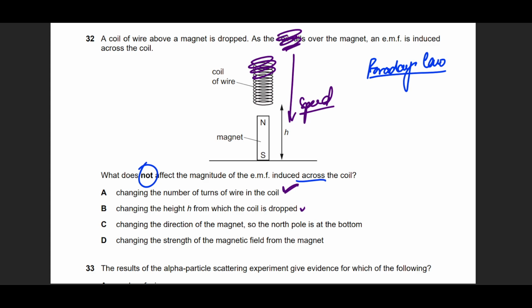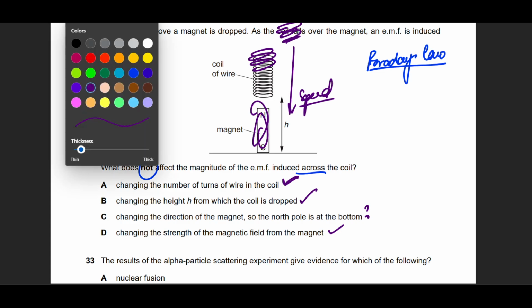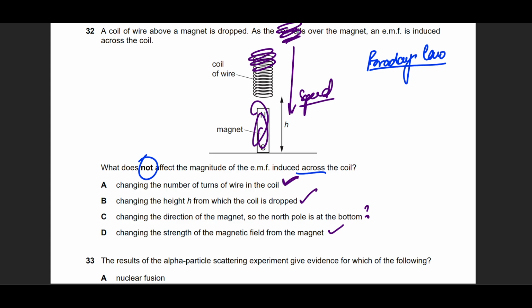So a higher induced EMF will be experienced. Changing the direction of the North Pole. Okay, so this looks fishy, but changing the strength of the magnetic field. Now, if I use a stronger magnet, it will increase the magnetic field cutting and increase the induced EMF as well. So the option closely resembling this is option C.